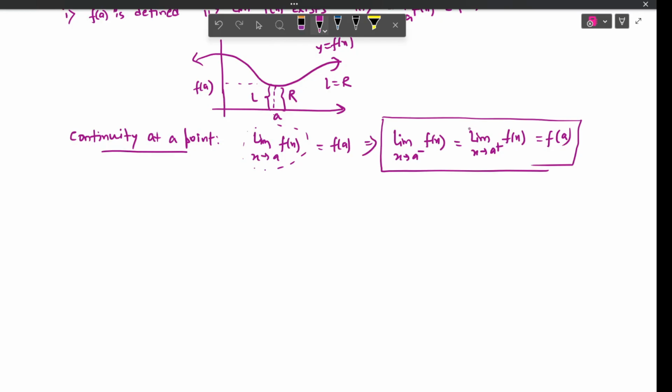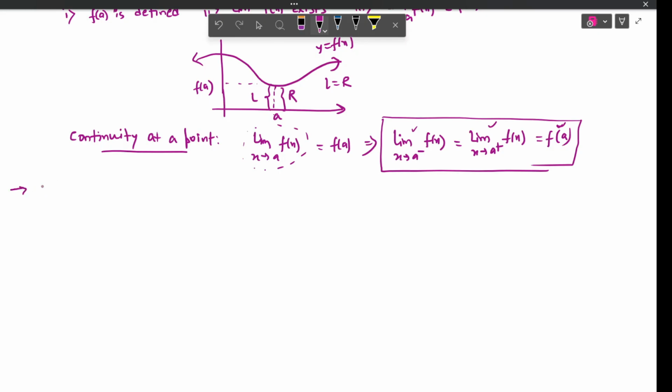Okay, so a function is said to be left continuous, or continuous from left, at x equals a if and only if the left hand limit exists and left hand limit equals f of a, and the function is called right continuous if the right hand limit exists and right hand limit equals f of a. So to be continuous, these three things should be equal. Okay, so I think now you have the idea what is continuity.